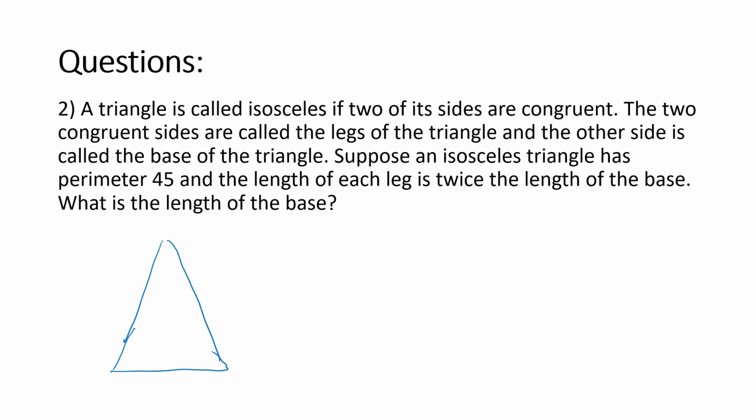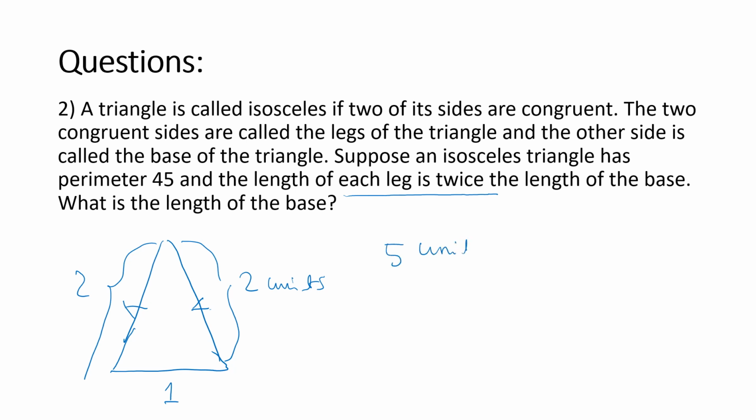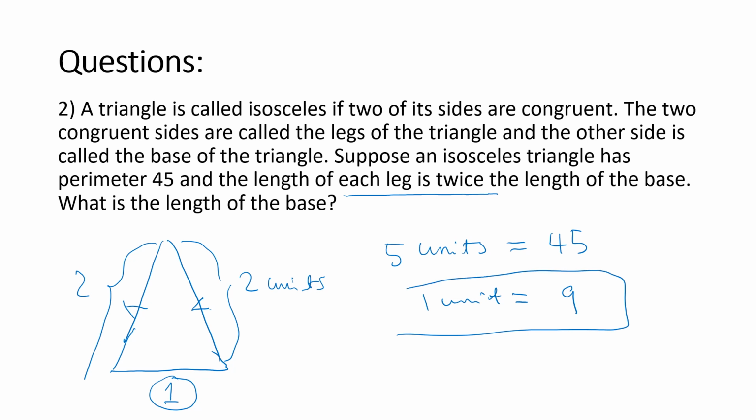Okay, we have a triangle which has two equal sides, which is called an isosceles triangle. The perimeter is 45, but we don't know how long the base is, but it says the length of each leg is twice the length of the base. If the base is 1 unit, the two sides are 2 units. So in total, the perimeter of this triangle is 1 plus 2 plus 2, a total of 5 units. 5 units sum up to 45. So each unit equals a length of 9, 45 divided by 5. The base is 1 unit, so the base equals a length of 9.